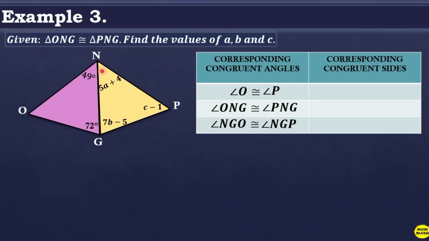Kasi mamaya, ang gamitin mo NGO, tapos dito ang ginamit mo PGN. Hindi po pwede yun. Okay? Hindi po yun corresponding. So, pwede mo i-check dito. So, NGO, gitna, huli, una. So, gitna, huli, una. NGP. Okay? Punta tayo sa sides. So, ON, etong side na to, is congruent to side PN. And then, side OG is congruent to side PG. And then, side NG is congruent to side NG.